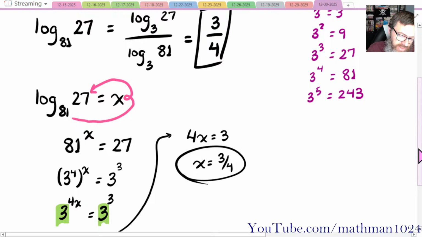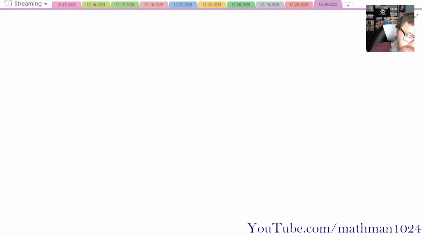Now, let's take these and do something a little bit more exciting with them, and let's solve some equations that contain logs.